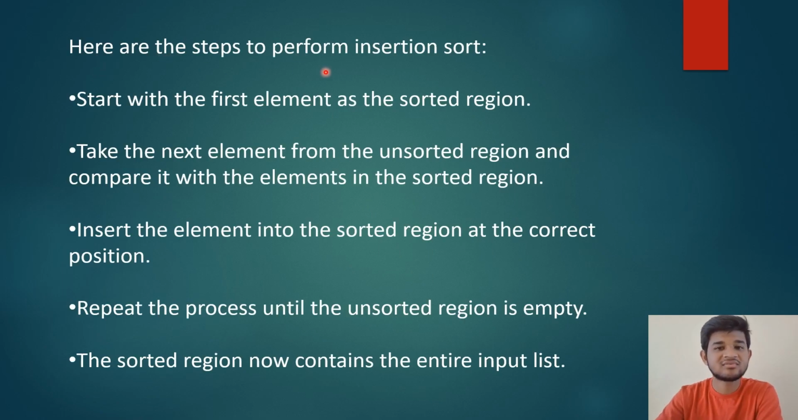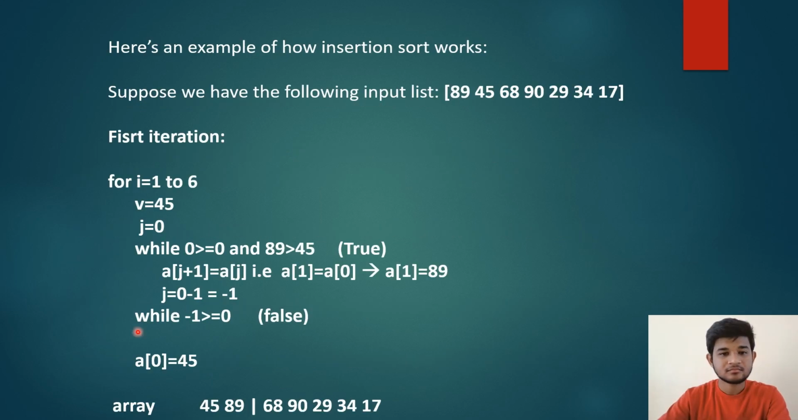And here are the steps to perform insertion sort. Start with the first element as the sorted region. Take the next element from the unsorted region and compare it with the element in the sorted region. Insert the element into the sorted region at the correct position. Repeat the process until the unsorted region is empty. The sorted region now contains the entire input list.